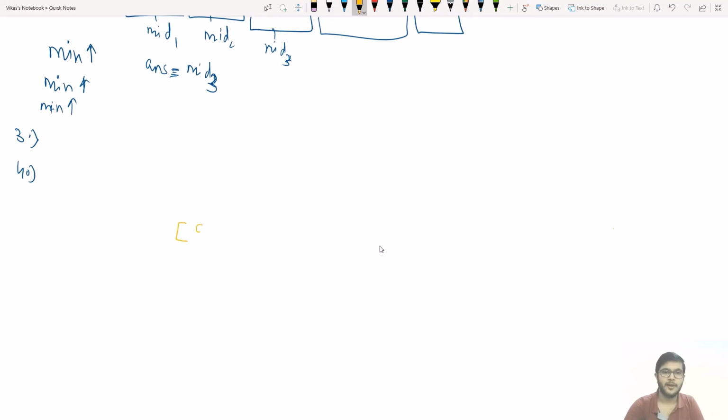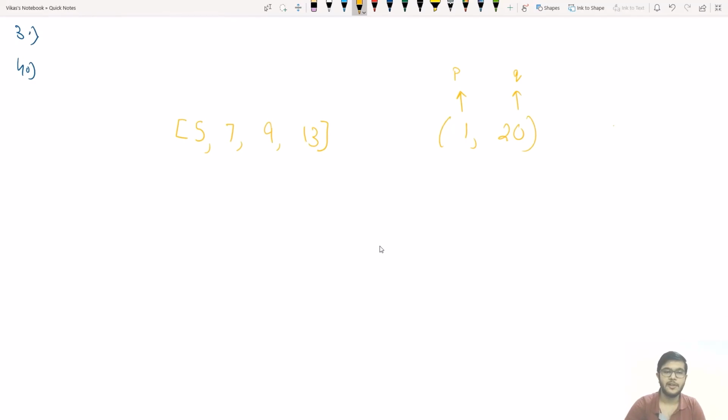So let's take an array. The elements in the array are, let's say, 5, 7, 9 and 13, and let's say the range is going to be 1 to 20. So this is my P and this is my Q. Now firstly we are going to sort the array. Since the array is sorted, first step is completed. Now second point is we are going to take the elements in the pair as adjacent elements, and we are going to find the mid. So mid comes out to be 6.